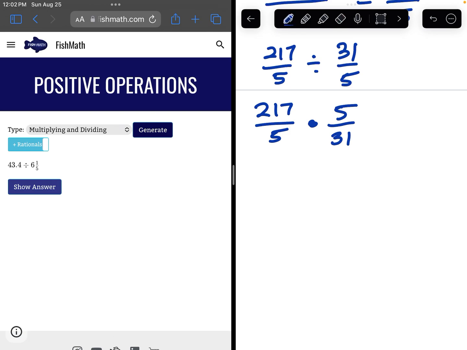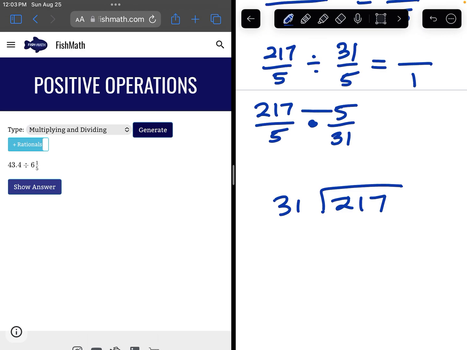Now, there's another shortcut here. You could do some canceling. I'm not going to show any canceling, because there are a lot of different ways you could go. Because they have the same denominator, you could actually just divide across. That works pretty well when you've got the same denominator, because you get 5 divided by 5, 217 divided by 31. So how many 31s go into 217, and then just do that long division.